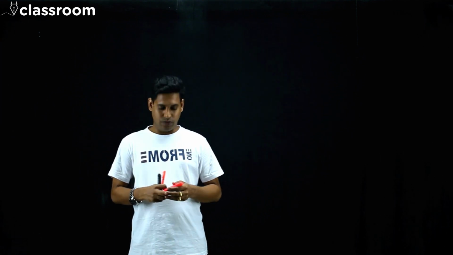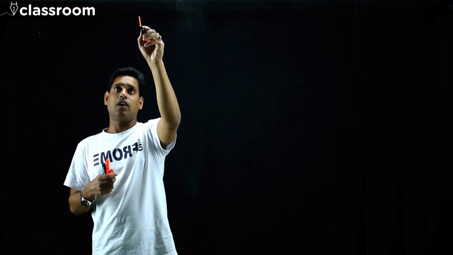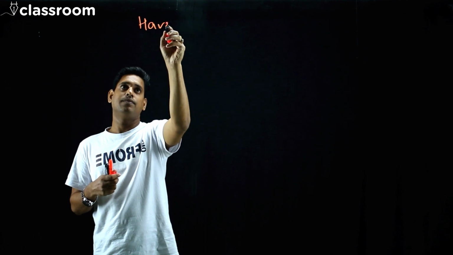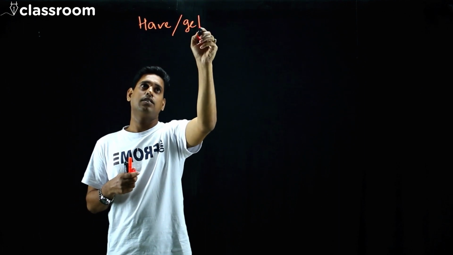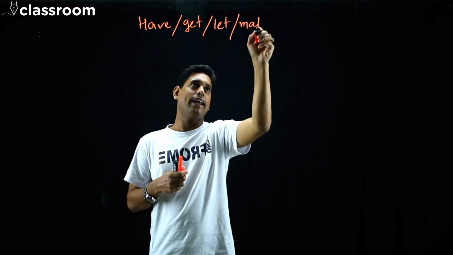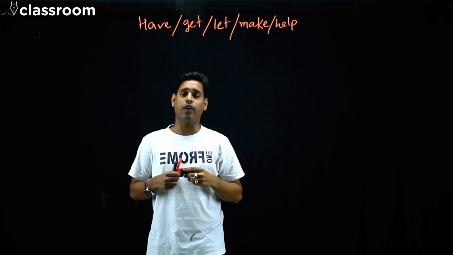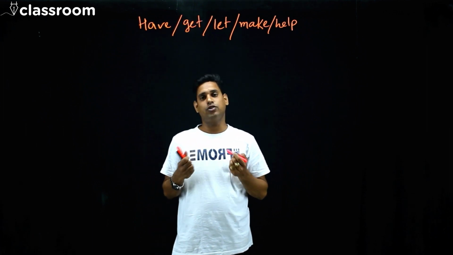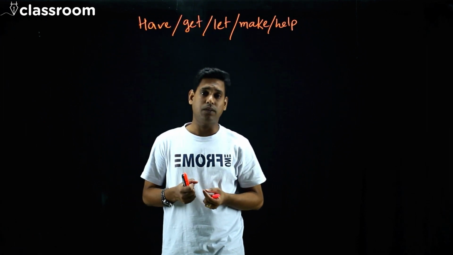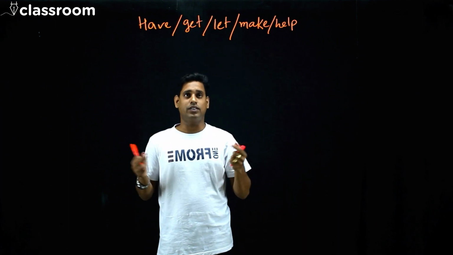I'm going to write down these verbs on the board. The verbs which can help you to make causative verbs are basically have, get, let, make, and help. Basically, these 5 verbs are considered causative verbs in English, and in most exams you'll get problems on using these verbs as causative verbs.